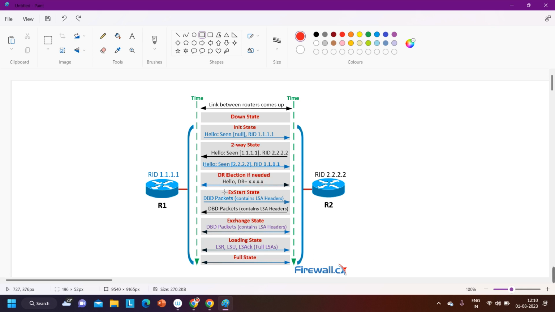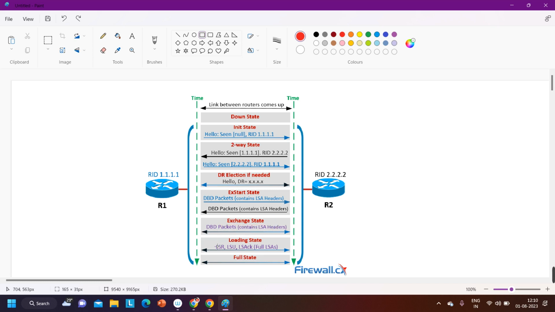After that, we have the ExStart state. In ExStart state, the router sends a DBD message, and that DBD message contains the LSA header only. Both routers will send DBD messages carrying the LSA header. After that, the exchange state. In exchange state, again the routers are going to send DBD messages with the LSA header.